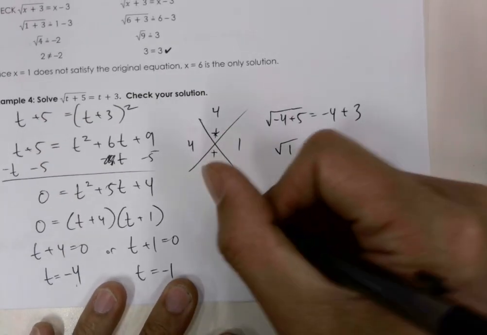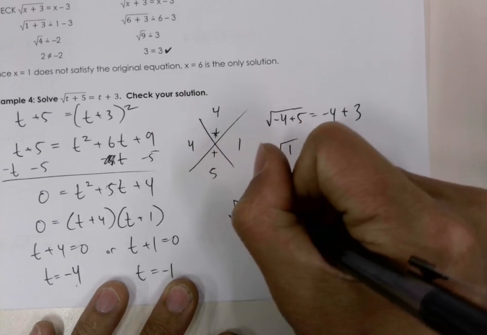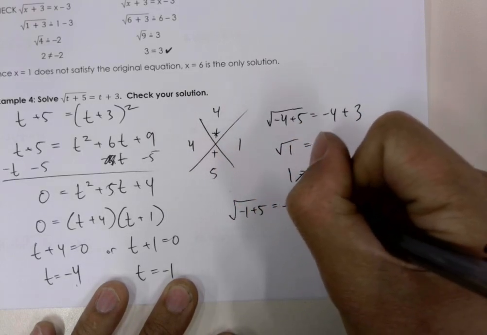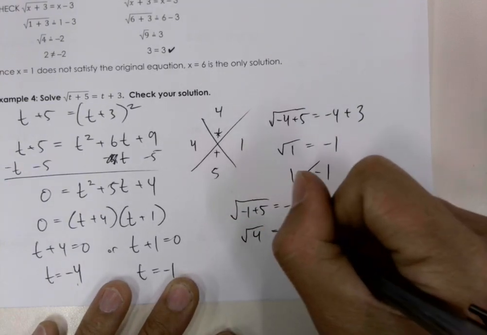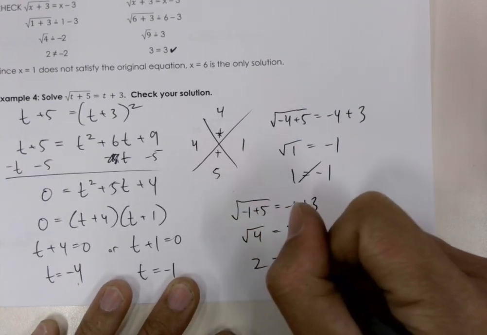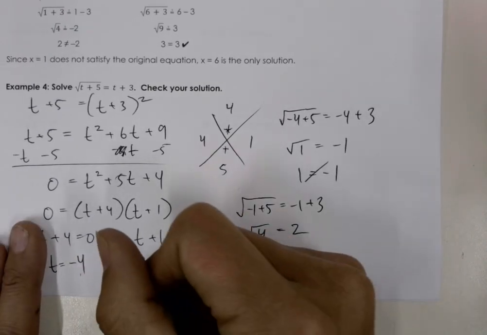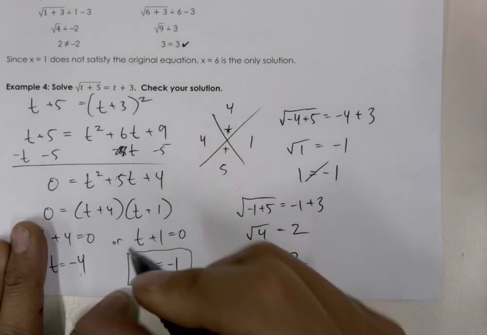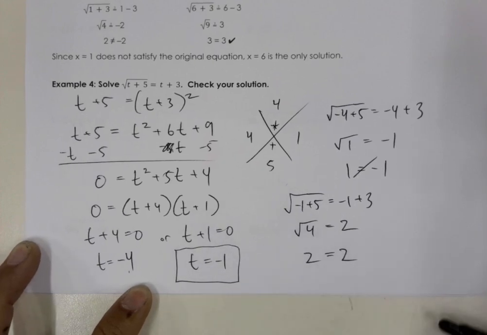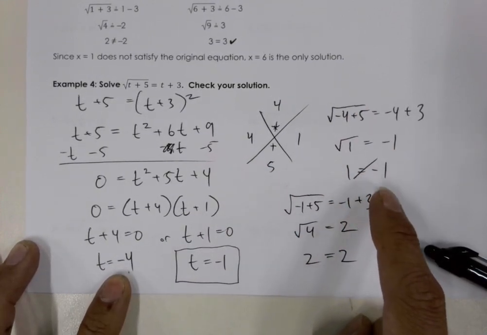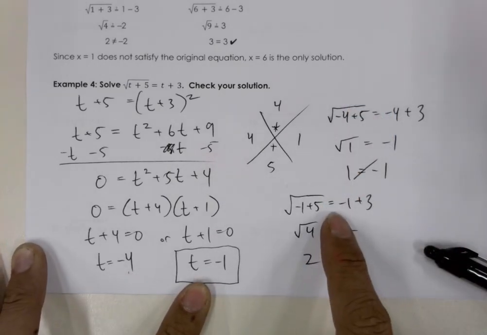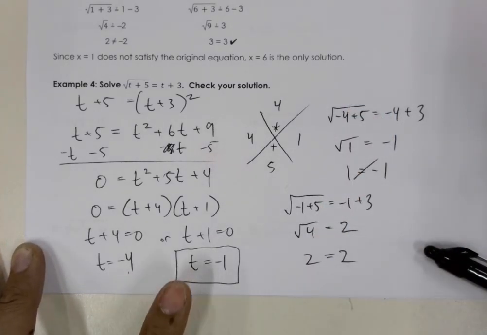Let's use negative 1. The square root of negative 1 plus 5 is equal to negative 1 plus 3. And we get the square root of 4 is equal to 2. We get 2 is equal to 2. Yes. So t is equal to negative 1 is our only solution, because when we checked, the equation did not hold for t is equal to negative 4, but it did hold for t is equal to negative 1. This is our solution.